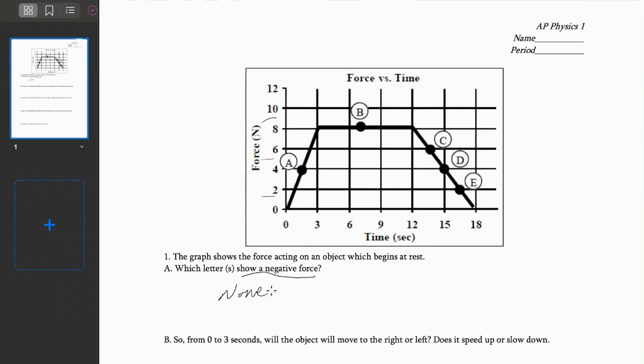Which letter shows a negative force? None of them do. So from 0 to 3 seconds, will the object move to the right or the left, and will it speed up or slow down?